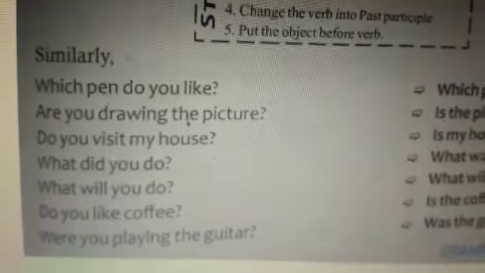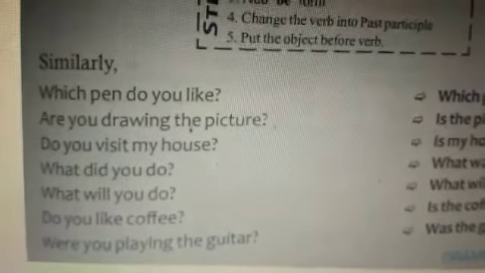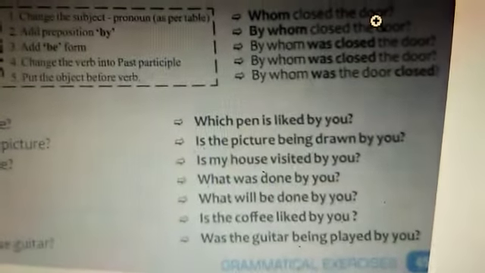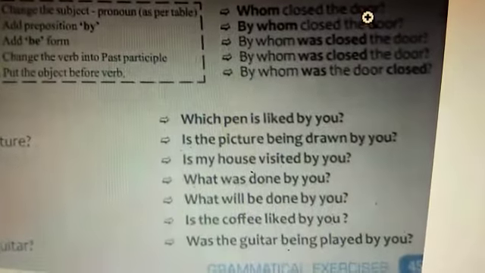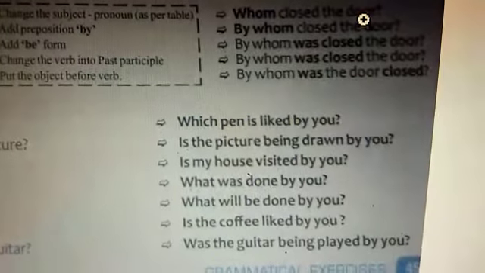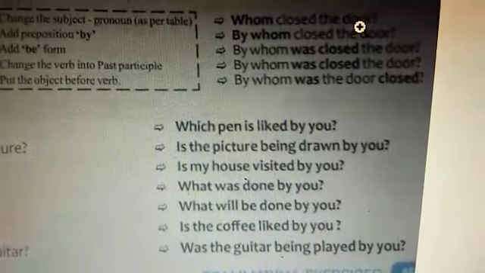Similarly, we shall see some more examples. Which pen do you like? Which pen is liked by you in passive voice. Okay, in active voice, are you drawing the picture? How will it change? Is the picture, because picture is one single picture. So, is the picture being drawn by you?